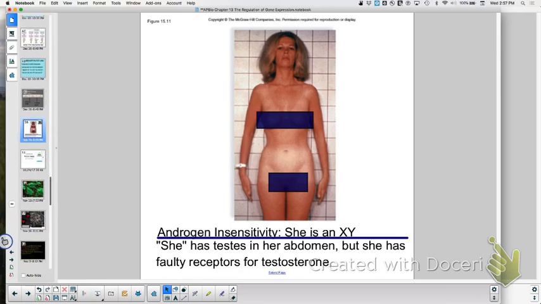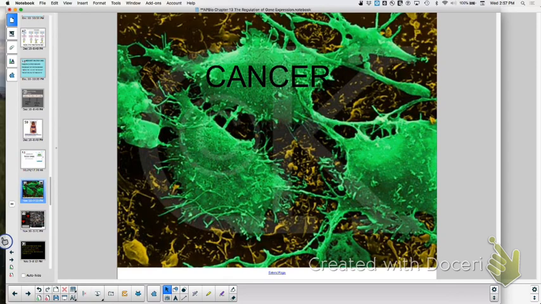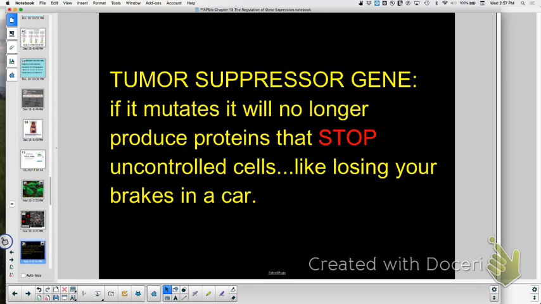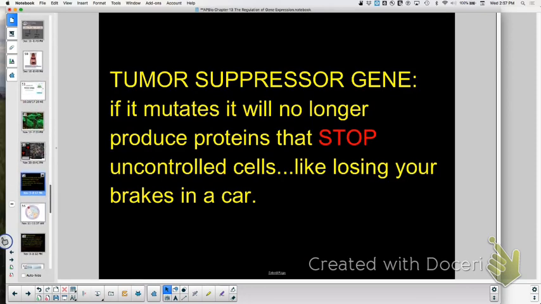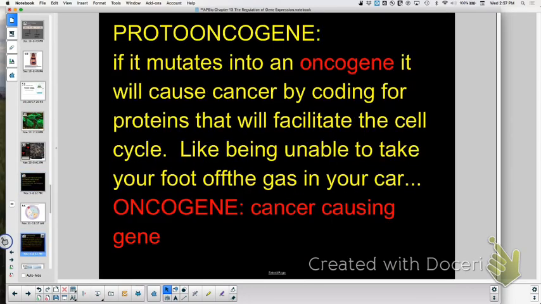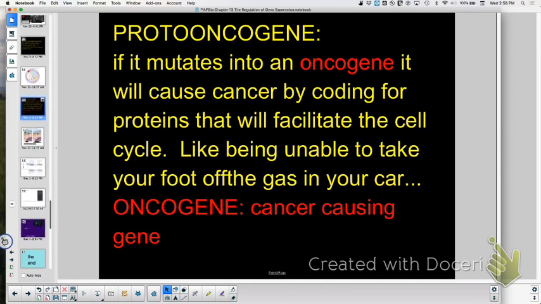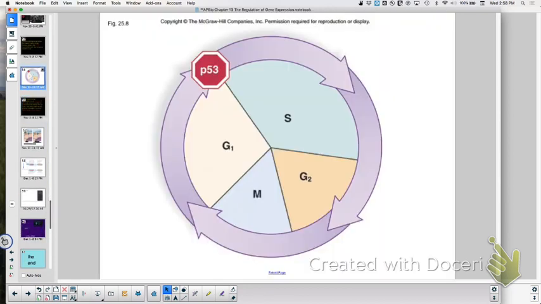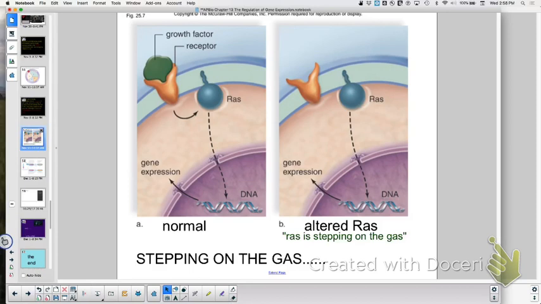Okay, and then we circled back around to cancer, and we reviewed the difference between tumor suppressor genes and proto-oncogenes, which can become cancerous. Those would be mistakes in your DNA that have long-term consequences on the phenotype. And we looked at P53 as your example of a tumor suppressor, and RAS is like stepping on the gas.